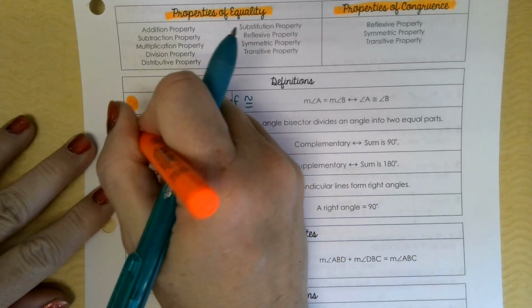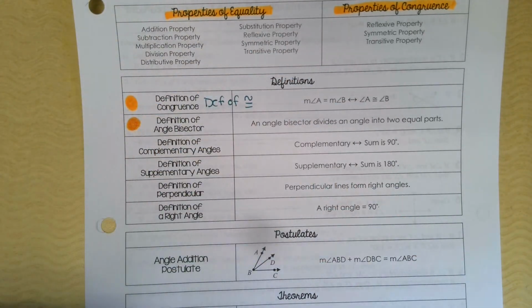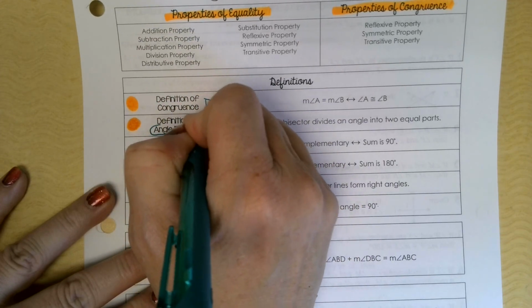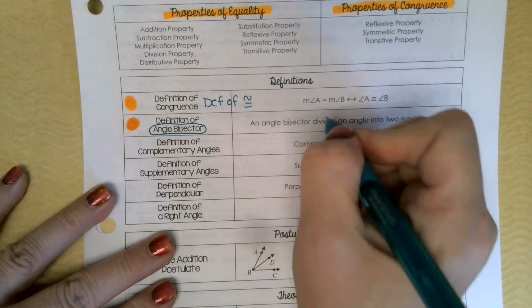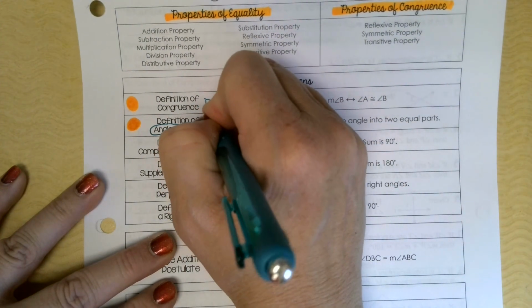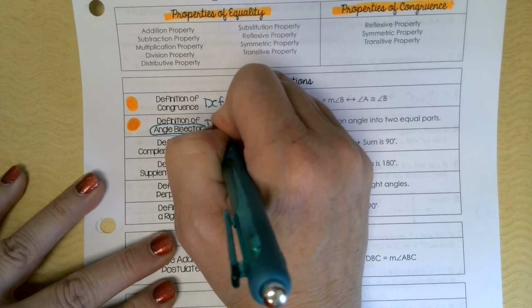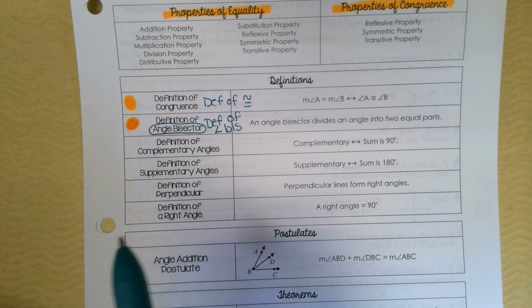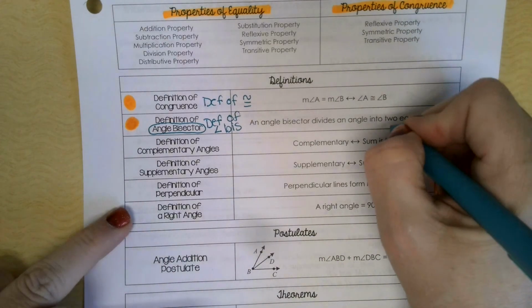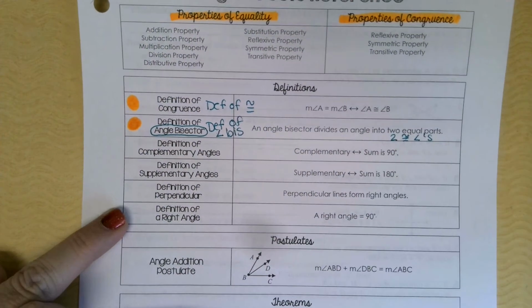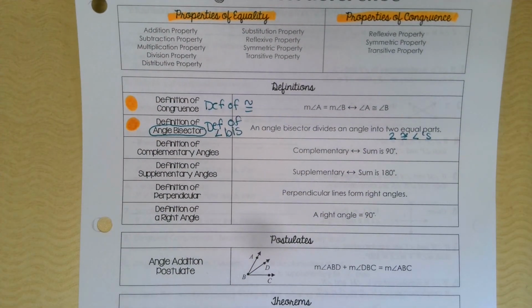Okay, so now we have angle bisector. It is a vocab word. Remember, whenever we have a vocab word, we're going to follow with a definition of that vocab word. So we're going to abbreviate definition of angle bisector. And an angle bisector creates two congruent angles. Two congruent angles are created by an angle bisector.